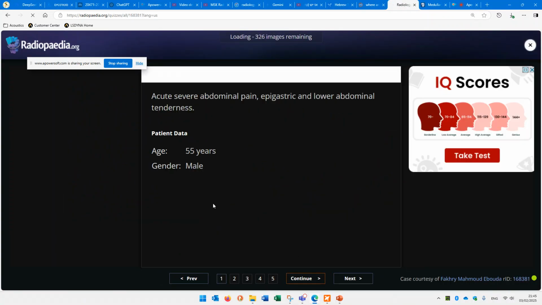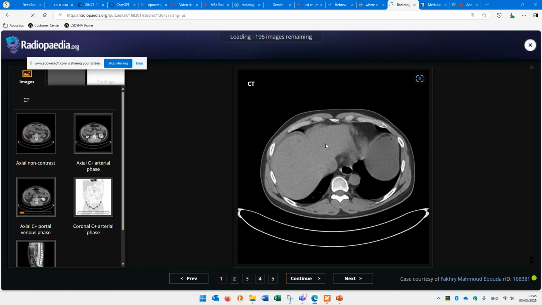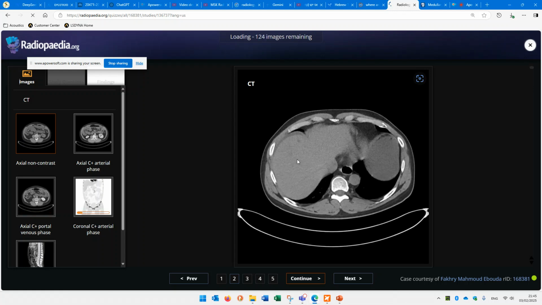So we have an acute severe abdominal pain, epigastric and lower abdominal tenderness in a 55 years old male. Okay. Let's look at this one. Let's start over. So this is the liver, this is the stomach, this is the spleen, this is the gallbladder.